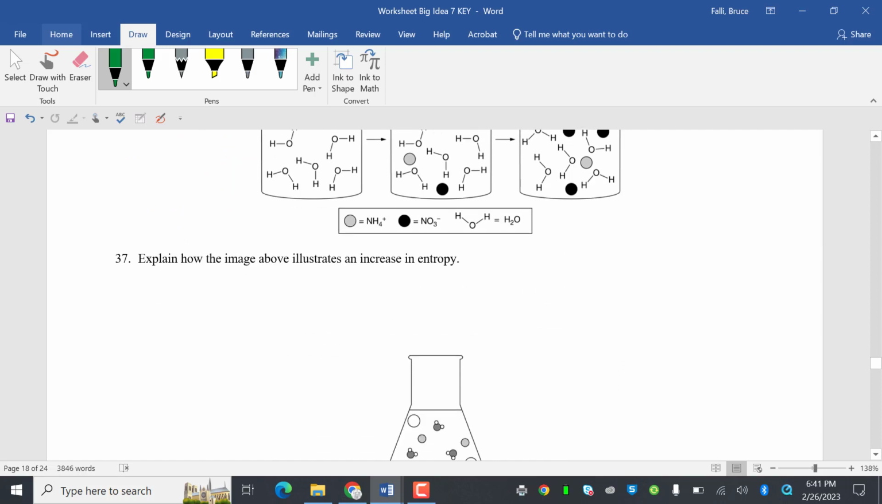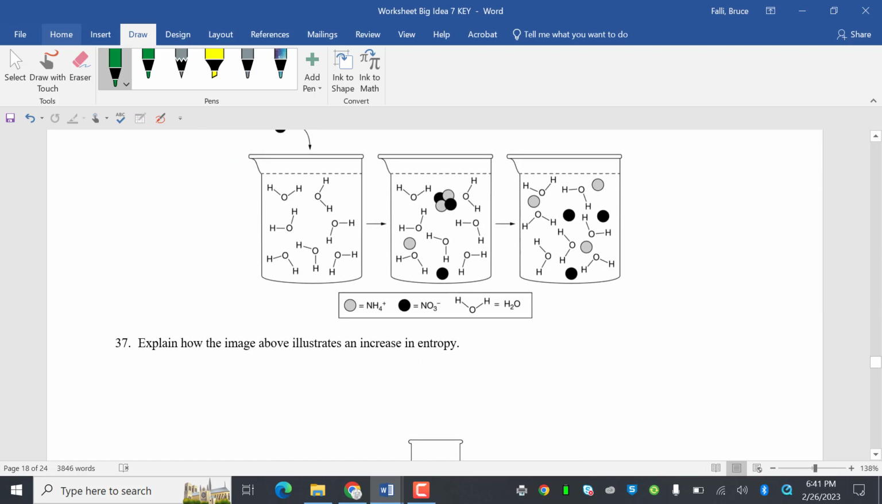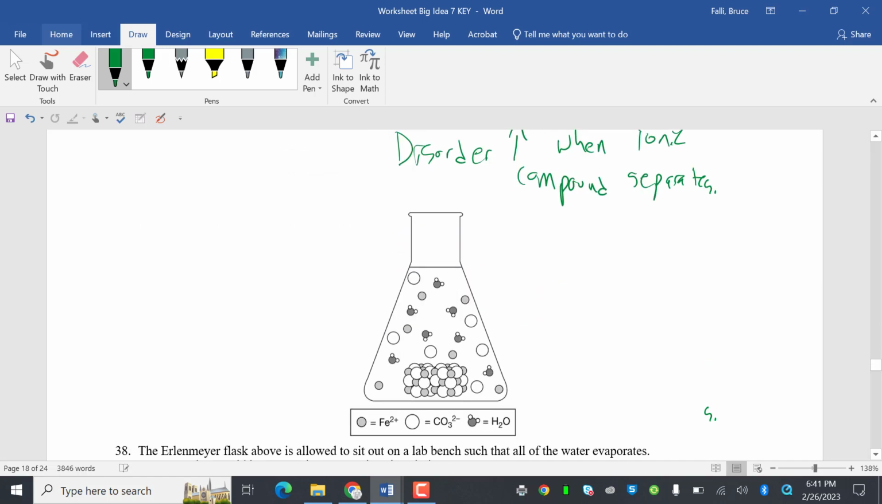Explain how the image above illustrates an increase in entropy. Disorder increases when an ionic compound separates. So that could be an increase in the number of particles, more ways to arrange things, and so on and so forth.